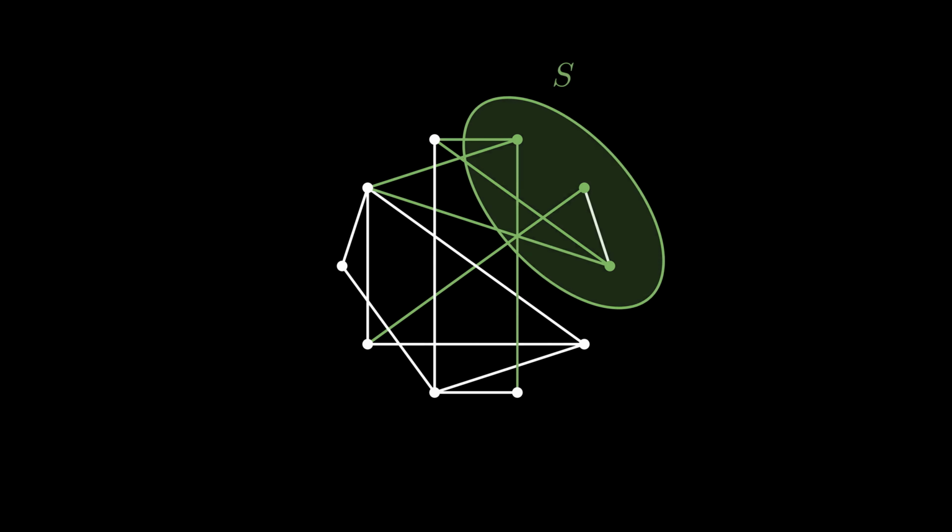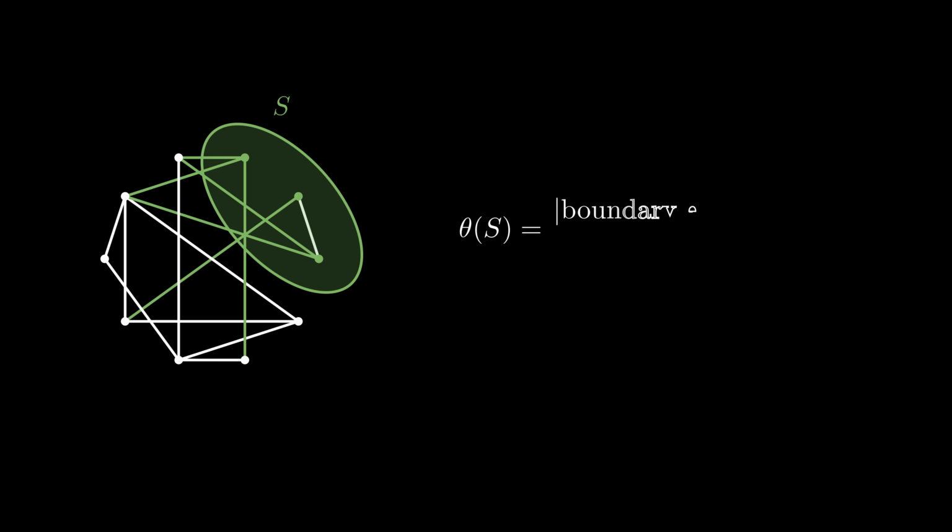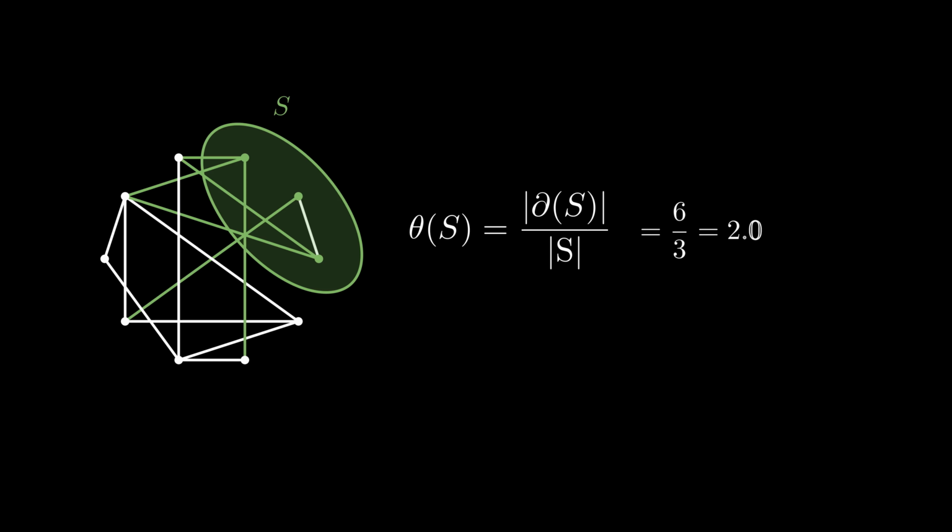Another important concept in spectral graph theory is the isoperimetric ratio. The isoperimetric ratio, defined on a subset of vertices, is the ratio of boundary edges to the cardinality of the subset. Boundary edges are edges that connect nodes inside the subset to nodes outside the subset. Note that we denote the boundary edges of a set S with the partial symbol of S. In this case, we get an isoperimetric ratio of 2.